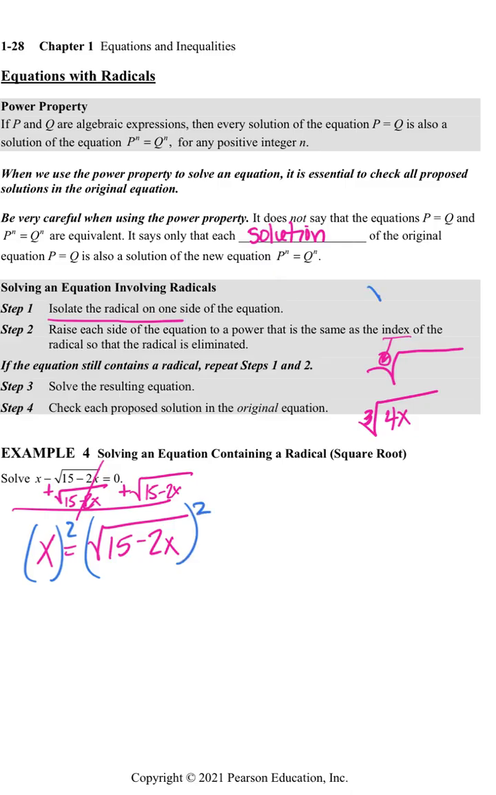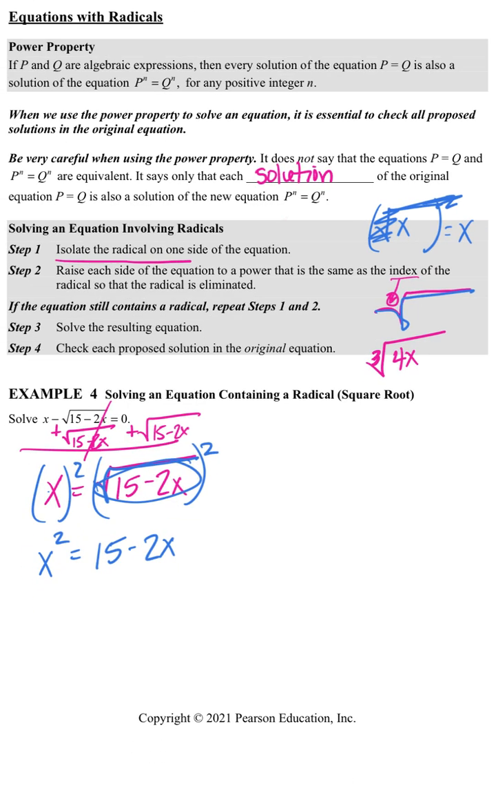Because if you have a square root of x and then you square it, all of this just cancels out and you're left with x. So when you square a square root, whatever's under the radical, and this is the symbol for a radical, whatever's underneath is what's left. So x squared equals, when I square this, this is the remainder, so 15 minus 2x.